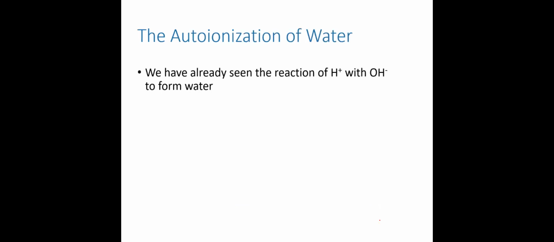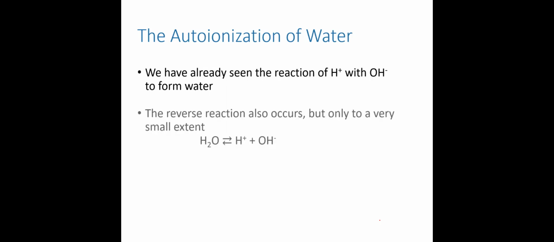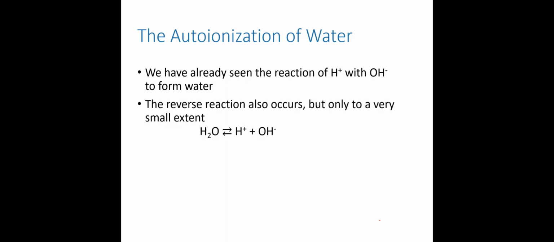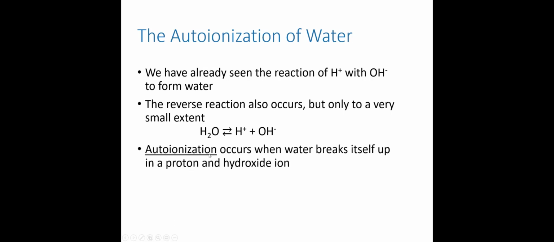We have seen already that protons can react with hydroxide ions and make water. Now, the reverse reaction can also occur, but it's only going to happen to a very small extent. So what that means here is, if we were to look at the equilibrium, it strongly favors the left side, which is to say that most water does not break down into protons and hydroxides. That process of breaking down is called autoionization. So auto means self, so self-ionizing.